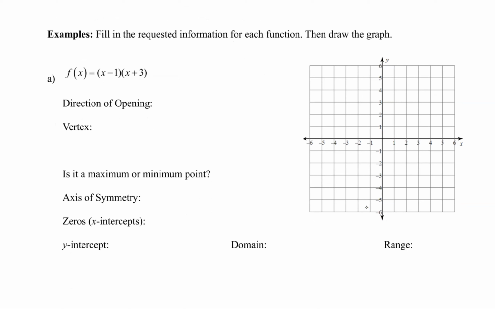So on A, just as a reminder, we've got y is equal to a times (x minus p)(x minus q), and a is the number that comes before those sets of parentheses. If there is no number, recall that a then equals 1. Since a is 1, and since 1 is greater than 0, since 1 is positive, it opens up.